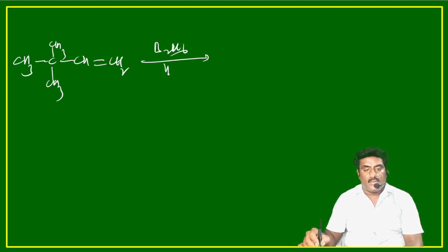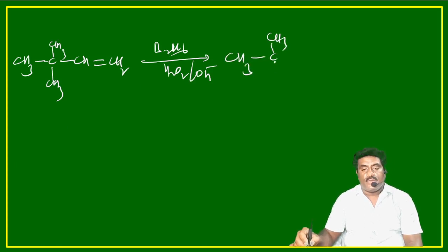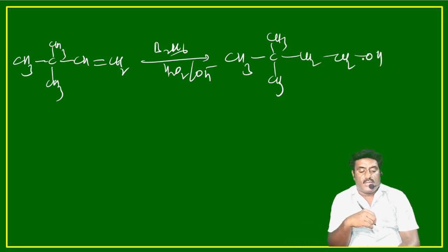CH3, CH double bond CH2, in presence of B2H6 diborane, then H2O2 with OH minus. What is the product? Hydroboration oxidation. It gives what? Alcohol is formed: CH3, CH2, CH2, OH. This is our product.